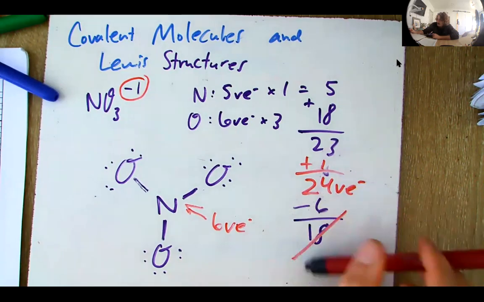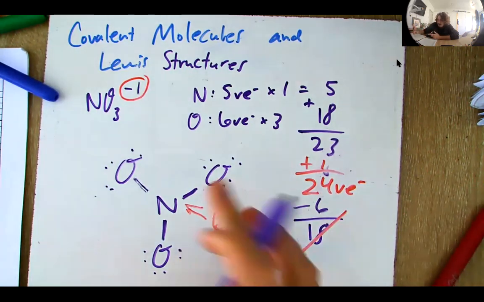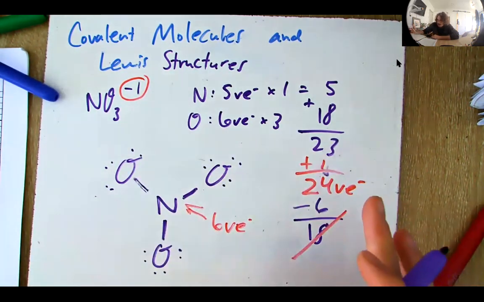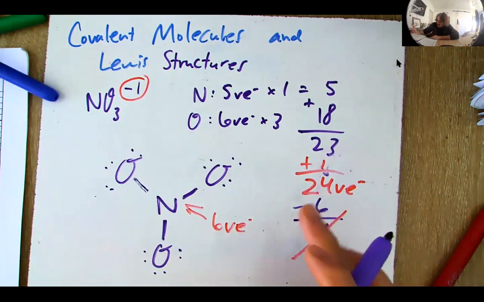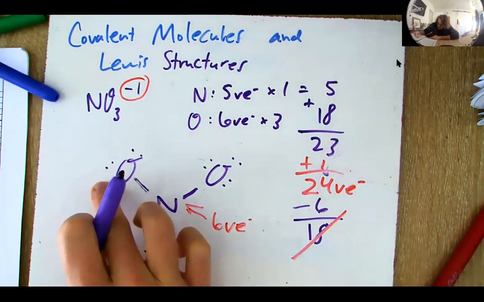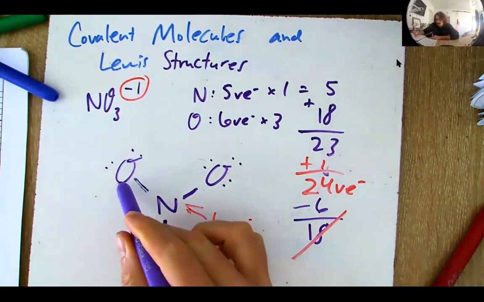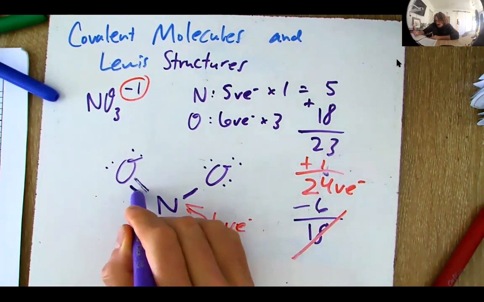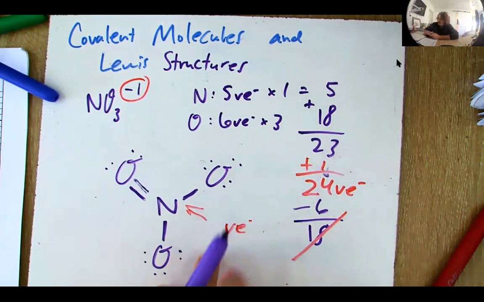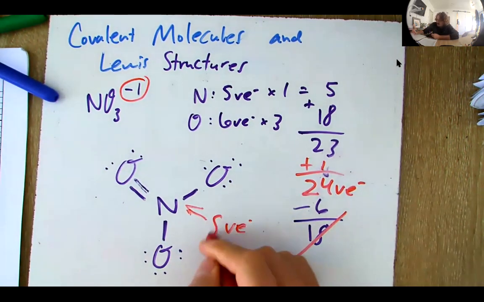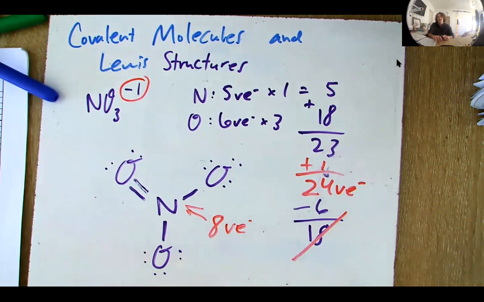So what we've got to do is make a double bond. You could pick any one of the oxygens, and you'll get the right answer. Take 2 of those unbonded electrons and make them bonded. Now the nitrogen in the middle has a total of 8 valence electrons surrounding it. And that's the correct Lewis structure for NO3 -1.